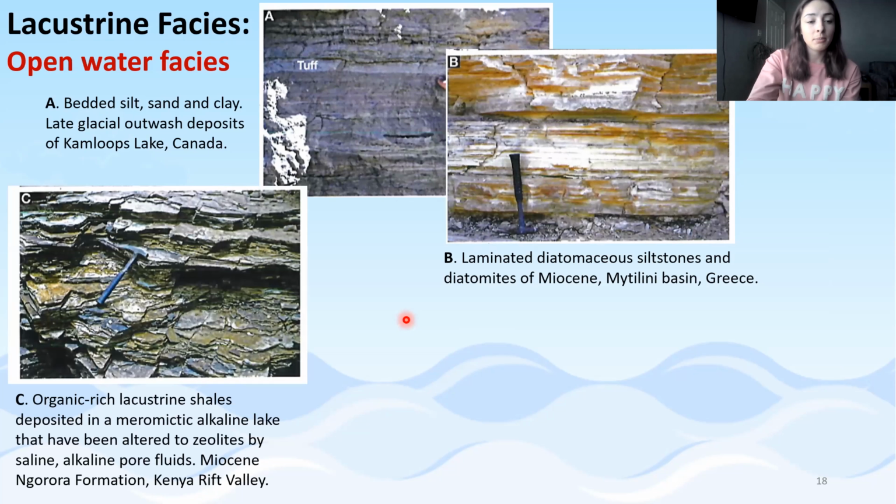Then we have this example of organic rich lacustrine shales deposited in a meromictic alkaline lake that have been altered to zeolites by saline alkaline pore fluids. This is from the Miocene Aurora Formation in the Kenya Rift Valley, and like we said, shales are typical of anoxic environments, and in this case we already see that it says it's a meromictic lake, which makes sense that it was probably stratified and oxygen depleted in the deeper parts of the lake where sedimentation was occurring.